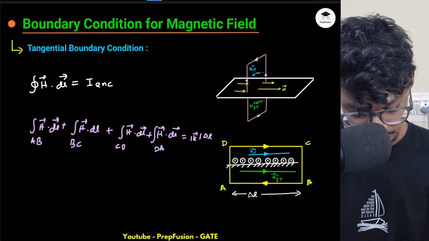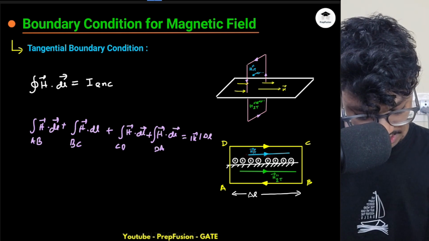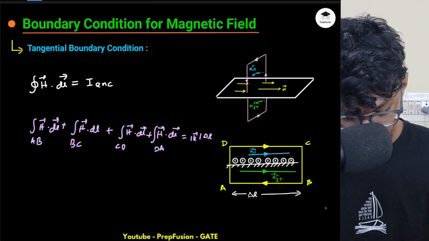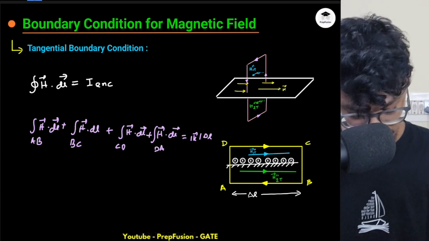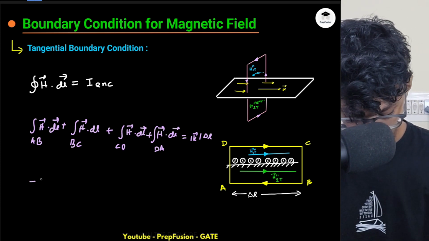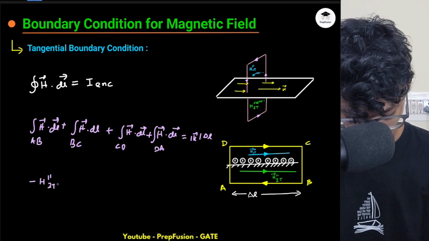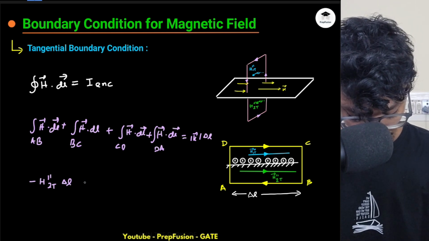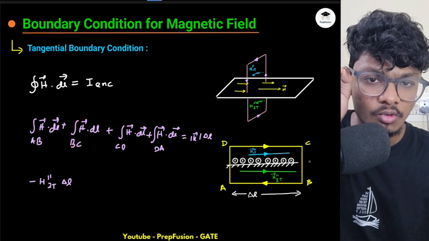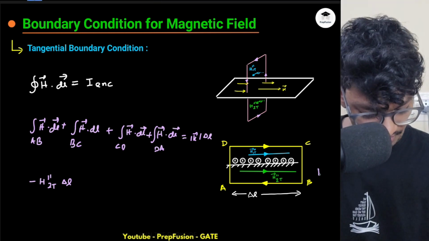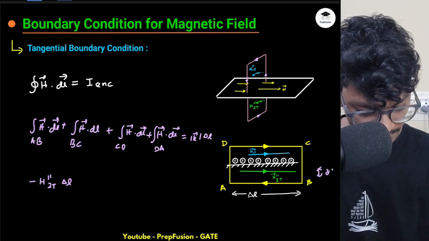Now here, if I observe, H1 double dash t along AB and H double dash 2t along CD are in opposite directions. So again here this will be minus H double dash 2t into delta L. For this BC component, I will choose a very small length, some very small length delta.